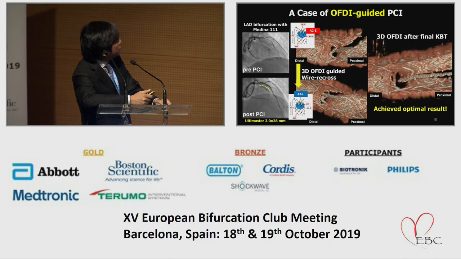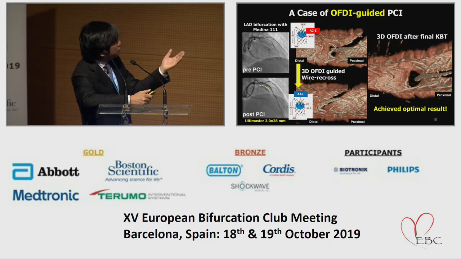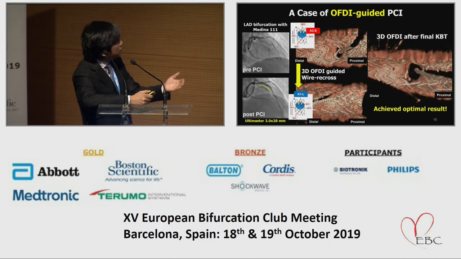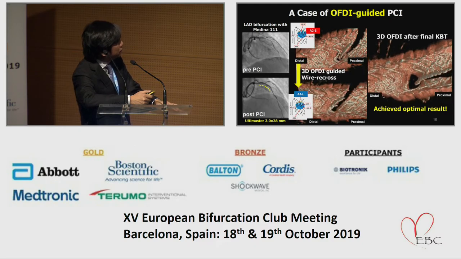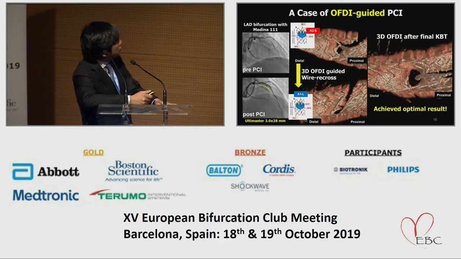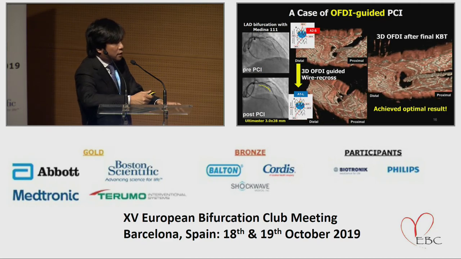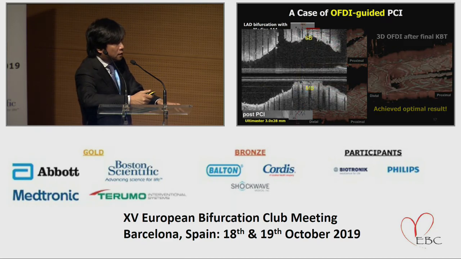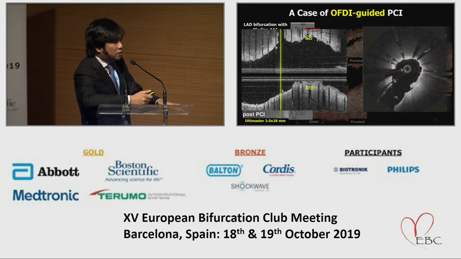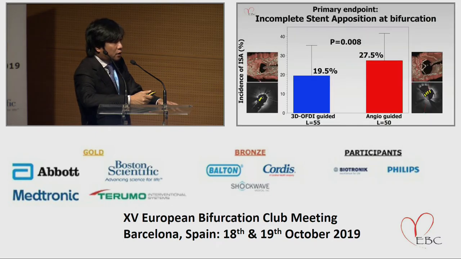Then kissing balloon was performed, and the final result was quite nice without any metallic structures in front of the side branch ostium. So in this case, the optimal result was achieved by this 3D OFDI guidance. If you look at the cross sections of this bifurcated segment, there was just one strut malapposed, but otherwise there's no metallic structures in this bifurcation segment.